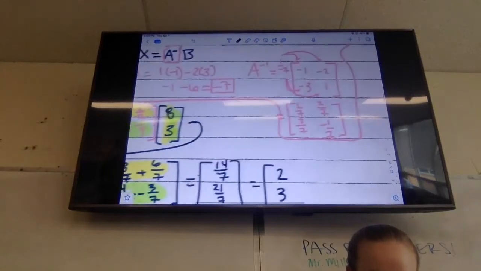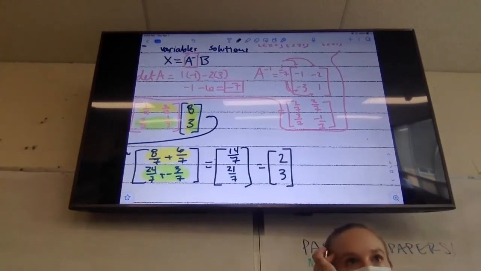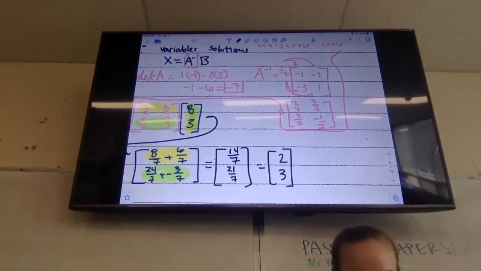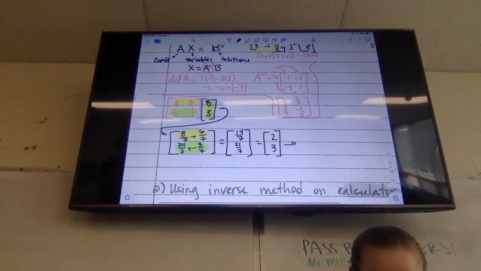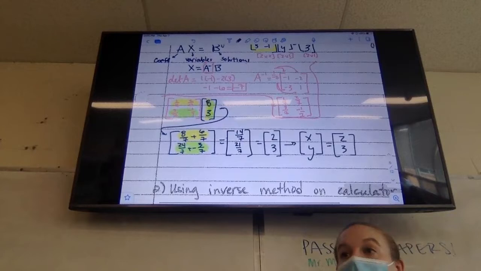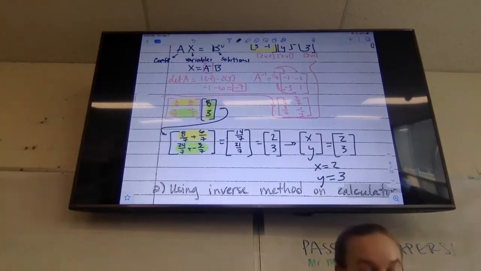You don't have to write my in-between matrix. If you can do it in your head, that's fine. I just like to really ensure that it's there. I don't want to make a little mental mistake because I wasn't thinking it through. So that's it. That's my answer. That means that my variable matrix x, y is equal to my solutions matrix 2, 3. And that means that x is equal to 2 and y is equal to 3. That means you just read across the sign. X is equal to 2, y is equal to 3.